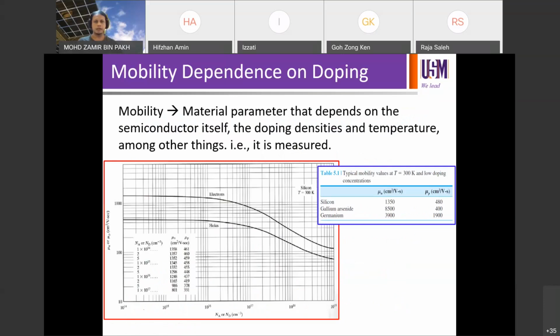So what is mobility? It's a material parameter that depends on the semiconductor itself, that is, doping densities and temperature. More or less, it's about movement of the carriers. Okay, movement of the carriers.